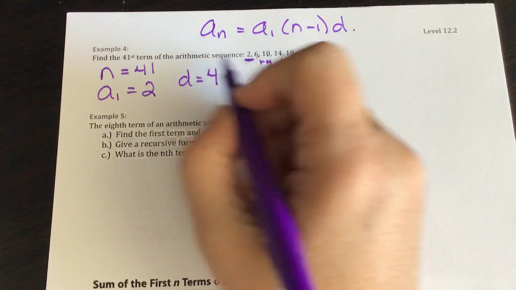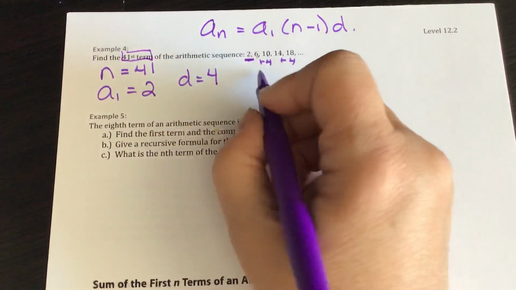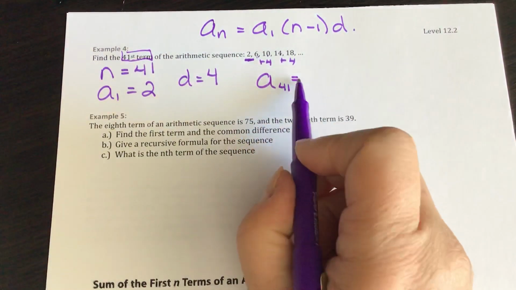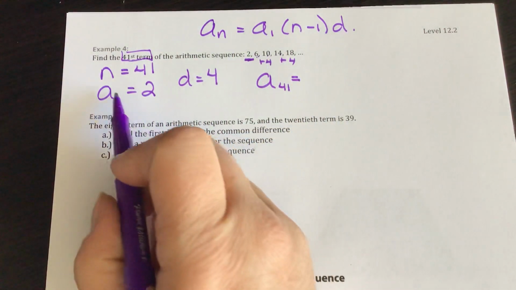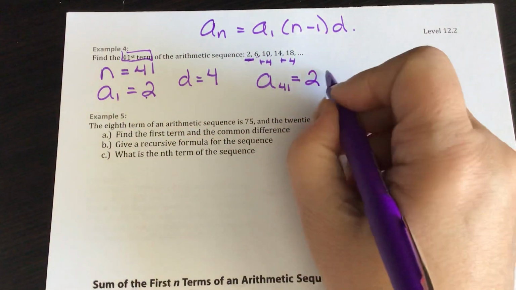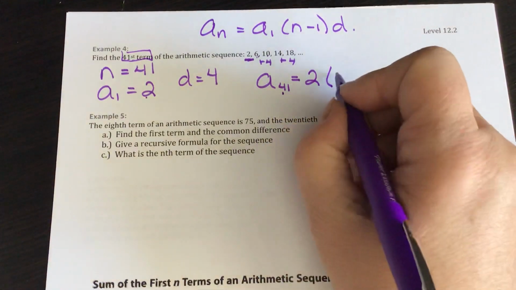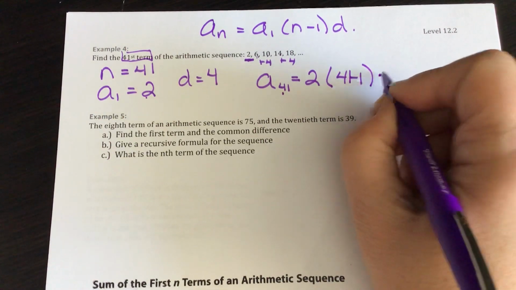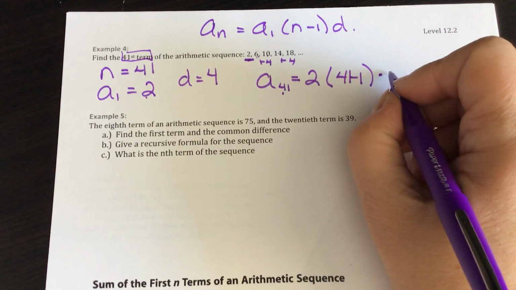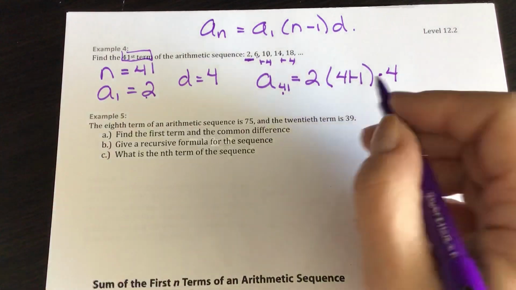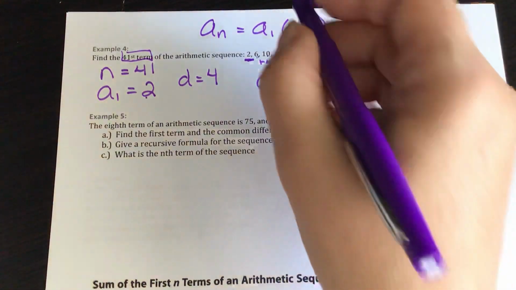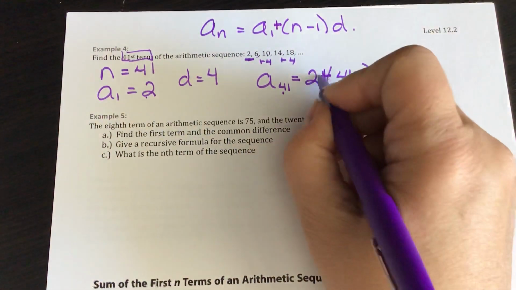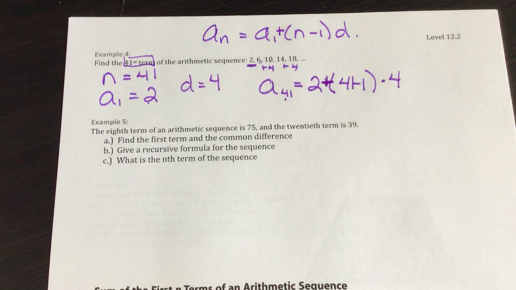So if I want to find the 41st term, so this is a sub 41 equals my first term, which is 2, times n, which is 41 minus 1, times my common difference, which is 4. Oops, this should have a plus in here. Forgot that, sorry. I didn't write the formula correctly. Now we have it right.